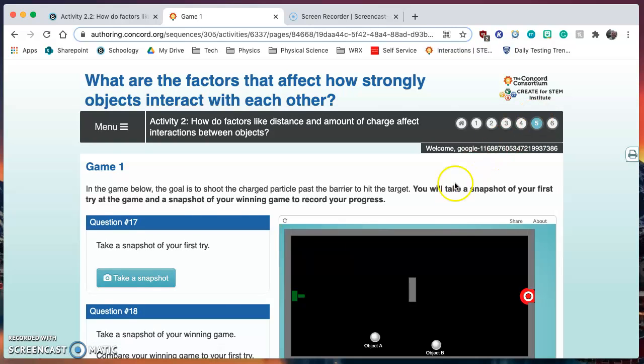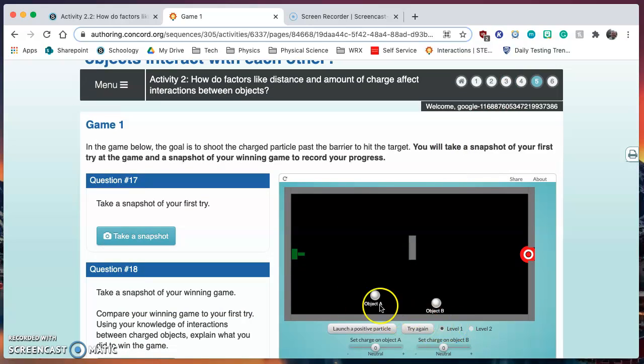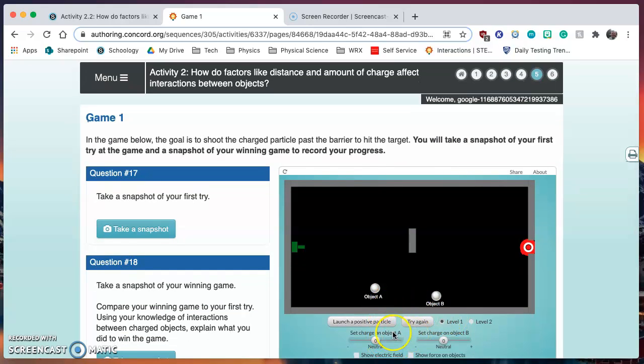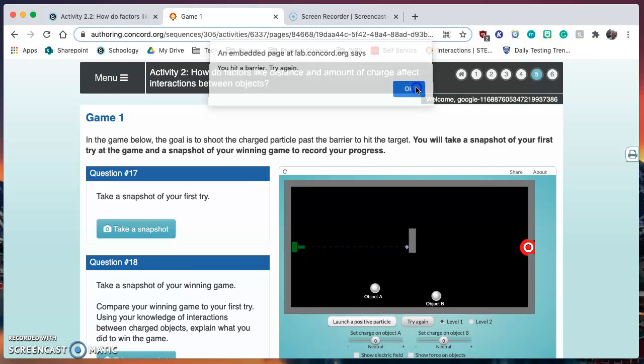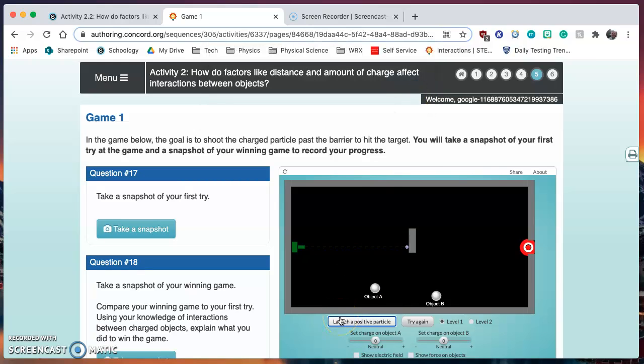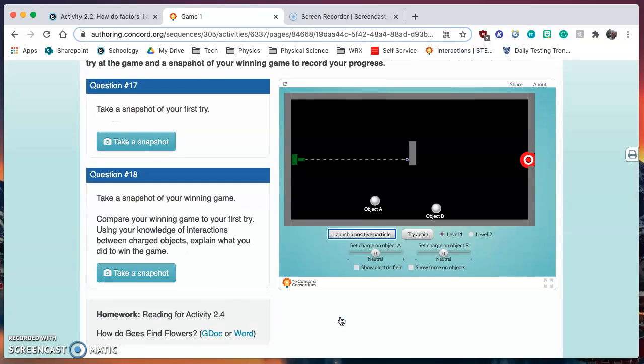Next, we've got another little game. Okay, you've got two different particles or objects down here. You can charge them, as you see here, and you can launch a particle. But as you see, if you don't change anything, it runs into a wall. So it's your job to try and navigate around it using your knowledge of different charges. A couple different spots for you to submit screenshots of different setups.